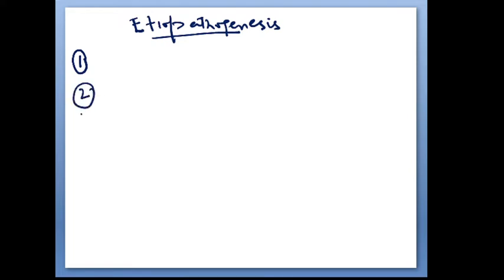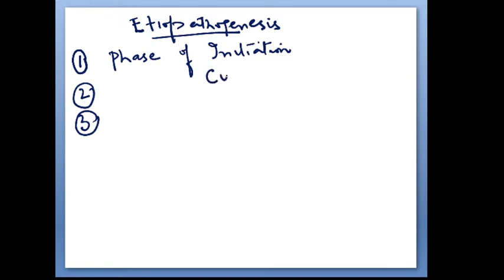Now coming to today's topic, etiopathogenesis of radicular cyst. We have to remember three important phases. Phase number one, phase of initiation. Then phase of cyst formation, and the third important phase is phase of cyst enlargement.